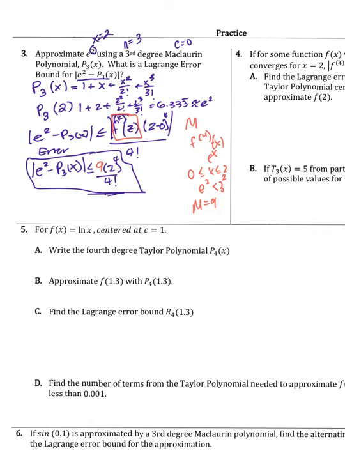It should make sense to you that this problem has a big error because it was centered at 0 and we were approximating x equals 2. If we wanted to better approximate e squared, we should center the polynomial at a different number besides 0. Using a Maclaurin polynomial is always nice.